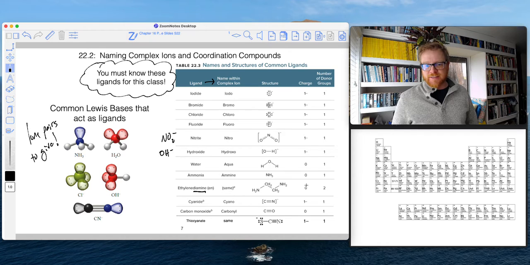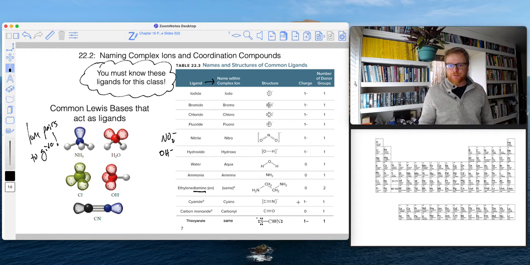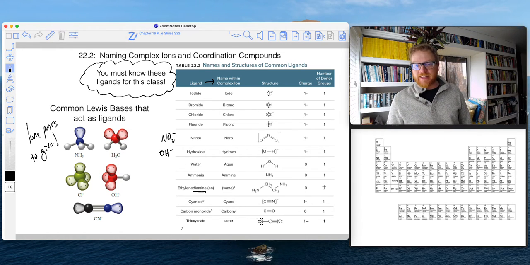And this is neutral, and I forgot to mention this, right? Water, ammonia, and ethylene diamine are all neutral ligands, so they don't add a charge. But now we notice that ethylene diamine has 2 donor groups, so we're going to see how that manifests soon.